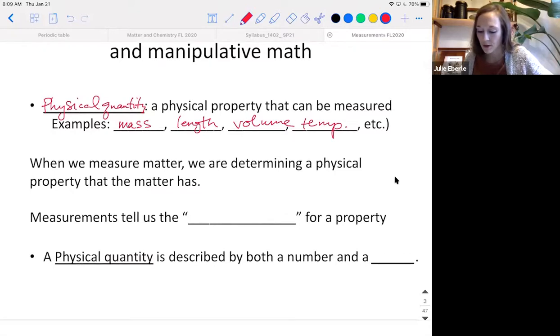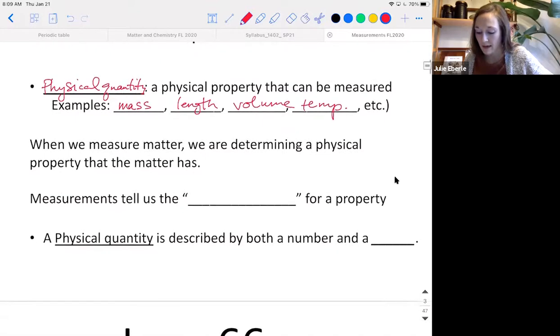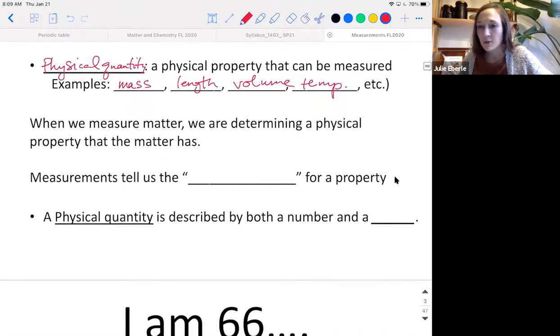Now, I'm just going to read this portion of the next slide. When we measure matter, we're determining a physical property that the matter has. And measurements, why are they important? They tell us a starting point. I'm going to abbreviate, starting point for that property. Because the next thing we talked about from Tuesday was that we don't just observe properties, we look at how matter changes. Okay, so if something's changing, if it's reacting or changing in some form, we will likely have to take a measurement beforehand and a measurement afterwards.